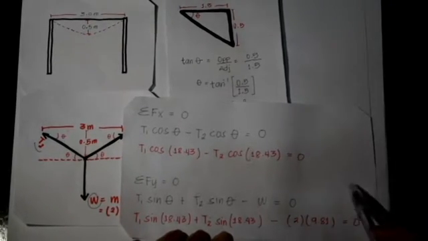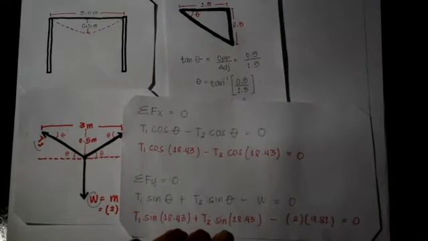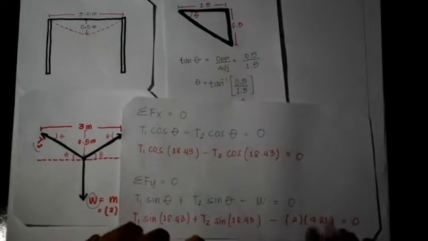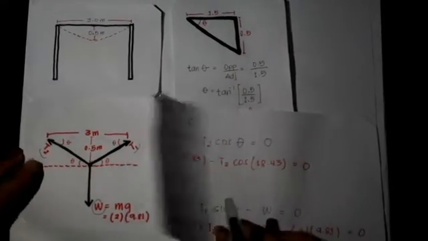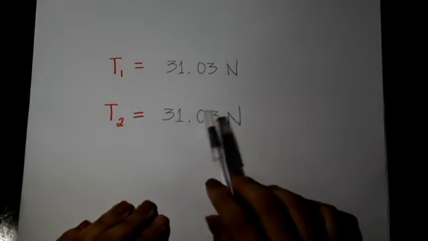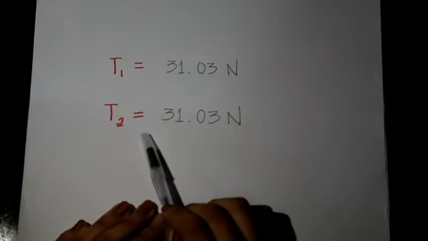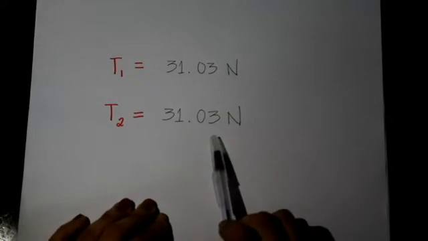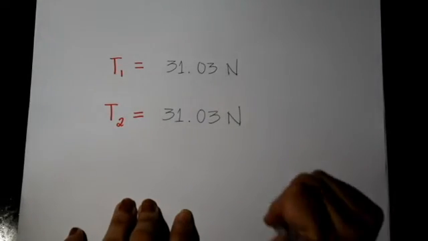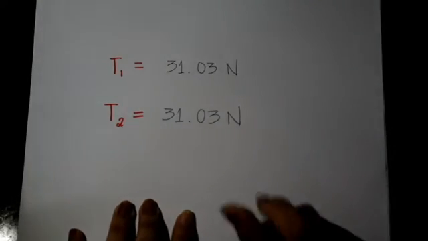We could get the tension using the system of equations, and we could just plug that into our calculator. And we could get these answers. T1 is equal to 31.03 newtons and T2 is equal to 31.03 newtons. They're just equal because the cable is just one.